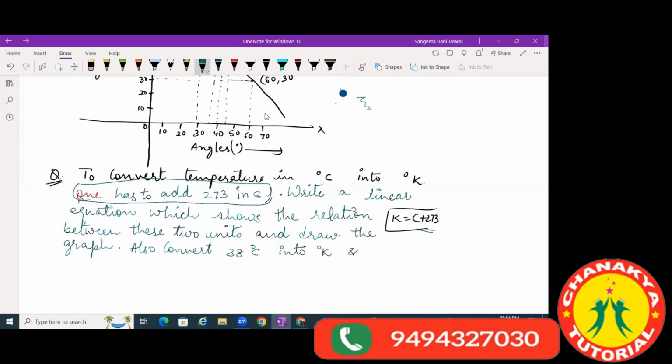The same thing is asked for Kelvin and Celsius. Also convert 38 degrees to Kelvin. So take this much of the question: to convert the temperature in degrees Celsius to degree Kelvin, you are given this condition. Write the linear equation which shows the relation between these two units and draw the graph. Afterwards we have to convert 38 degrees to degree Kelvin.